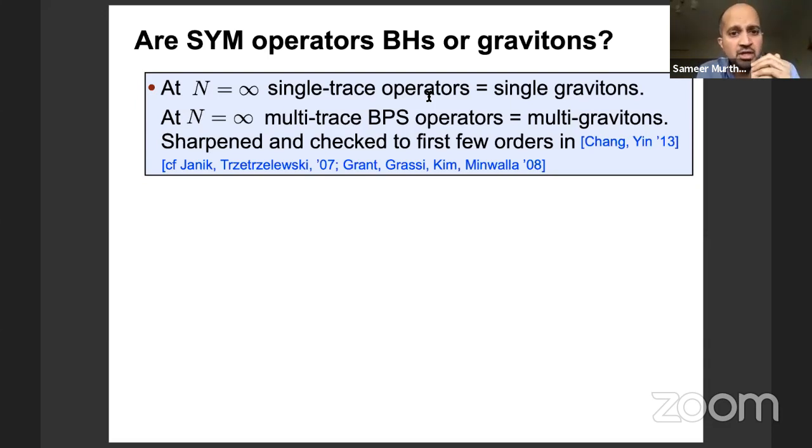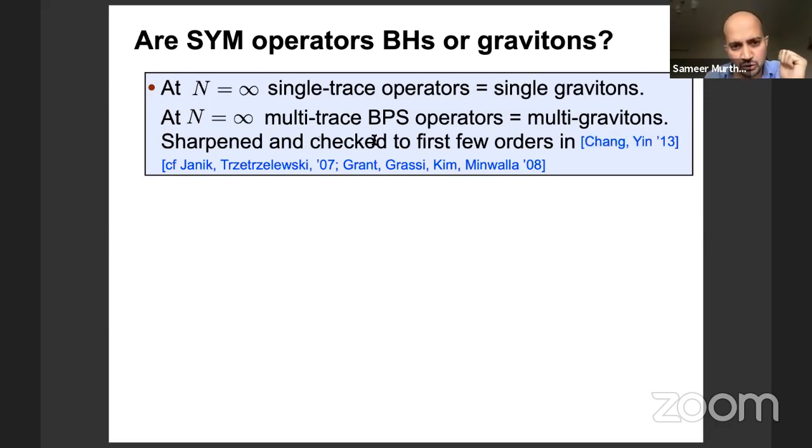Now you can ask what happens to the multi-trace operators. In the formula, you're supposed to count all multi-trace operators as well. So you can ask what happens to multi-trace BPS operators. Certainly some of them are multi-gravitons, because you have single gravitons, you can put them together, and those will be BPS. The question was, are they all multi-gravitons, or are they something else? This question was sharpened in a very nice paper by Chang and Yin.